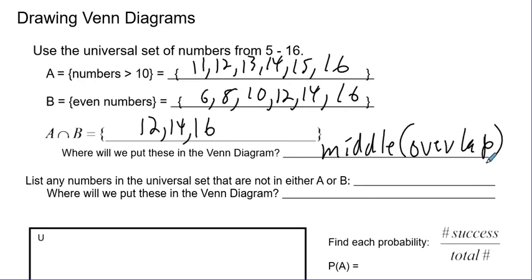List any numbers in the universal set that are not in either A or B. Well, that would be 5, 7, 9, because 6 is up there, 8 is up there, and then 10 through 16 is up there. Where will we put these in the Venn diagram? Outside the circles.